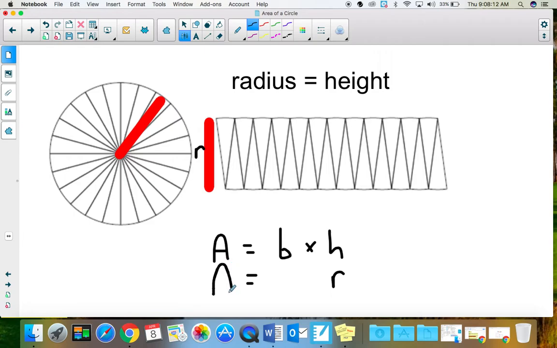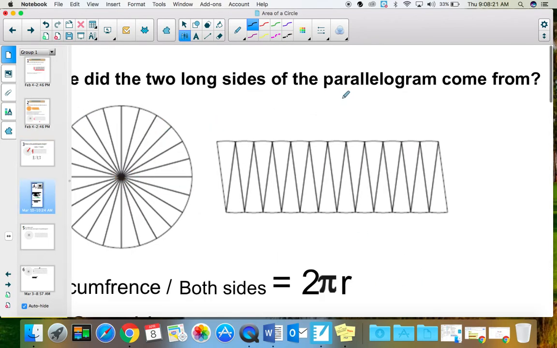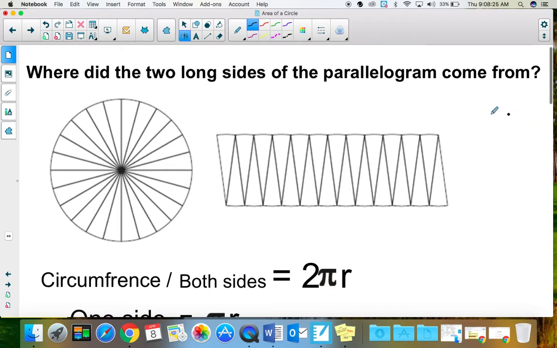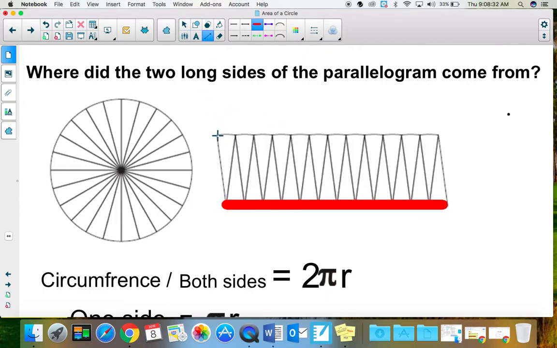So now what we've got to figure out is, what is the base? What are we going to use for the base? So let's figure out what that length is. Where did the two long sides of the parallelogram come from? Where did this and this come from? If we explore, you'll see that they are the top of those triangles.